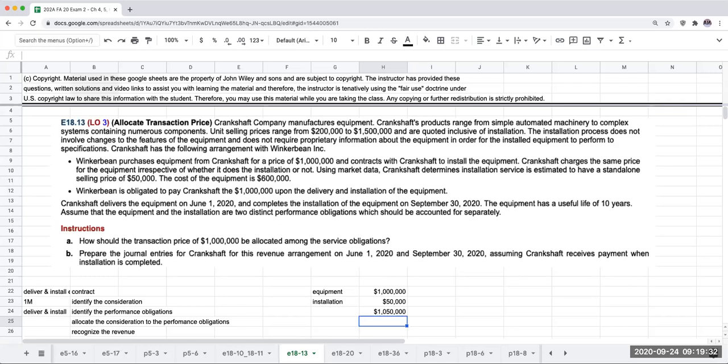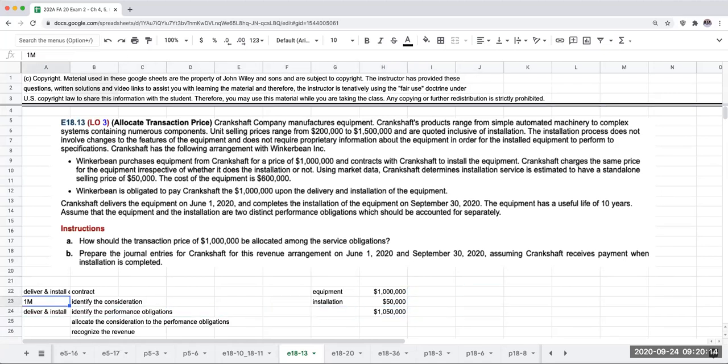From a practical business perspective, a company like Crankshaft, especially if they're earlier in their stages of development, wants to be doing the installations. And if I'm Winkerbane, I would also want them to do it, because if something goes wrong, then Crankshaft is responsible. So it makes perfect sense to have Crankshaft deliver and install the equipment. Again, if a client was telling me this, I would really make sure that these are truly two separate pieces.